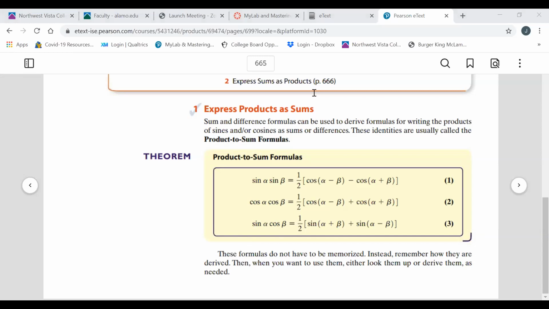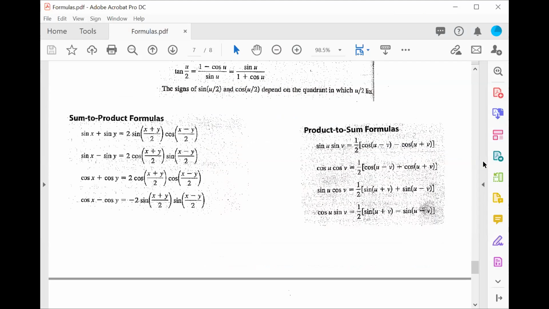It's in the formulas on our page, and the fourth one is reversed. It's cosine alpha sine beta is equal to 1/2 parentheses sine alpha plus beta minus sine alpha minus beta. Yeah, they should have put the fourth one on there. Interesting that they don't have it on there. But anyways, there it is. There is the fourth formula.